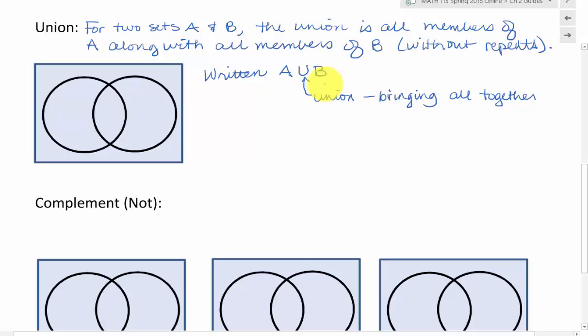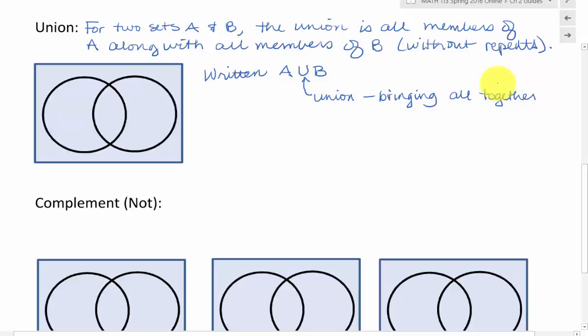For two sets A and B, the union is all members of A along with all members of B without any repeats. So we can write it as A ∪ B. There's no tail on that U. It's just a funny looking U with no tail. So write it like that. And you can think of it as union, bringing everything together.